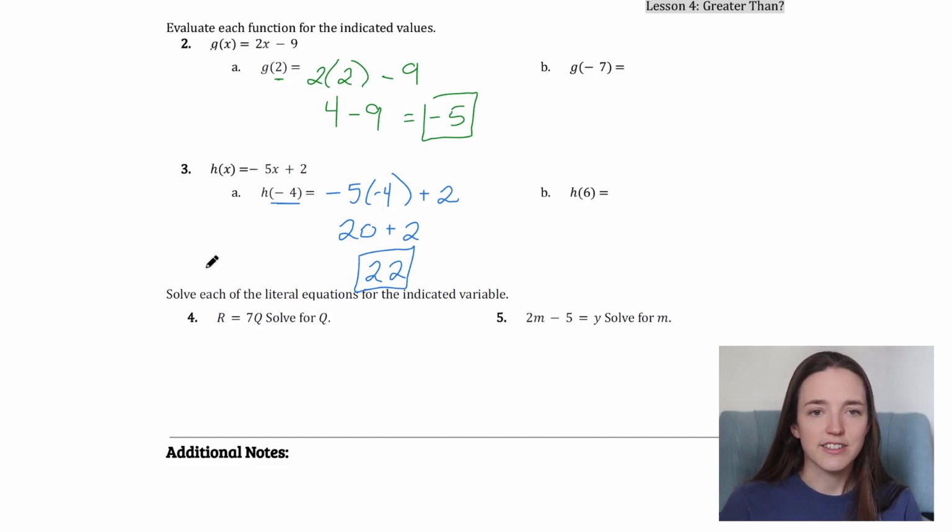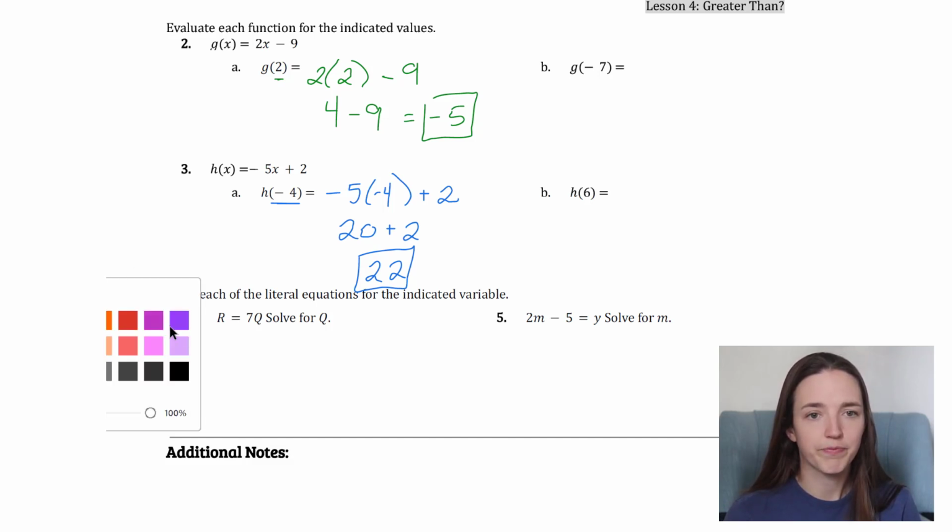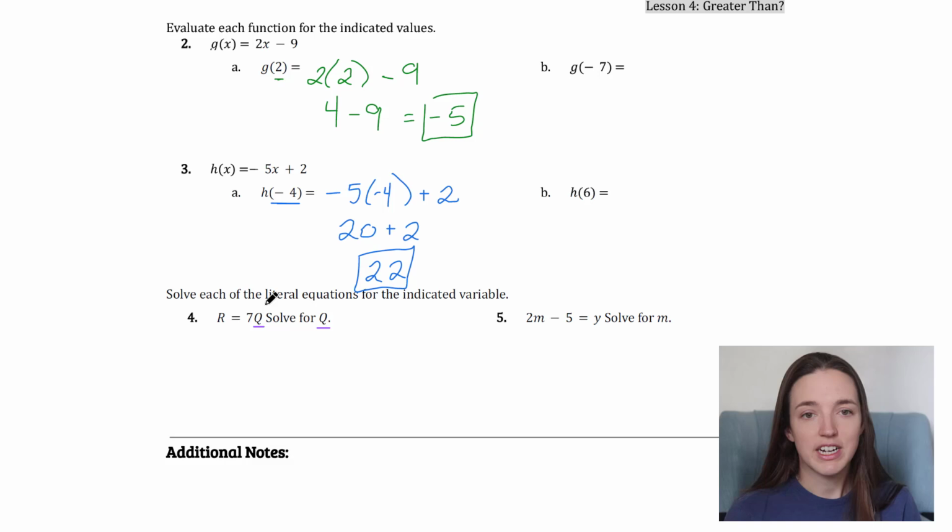Okay, last thing, solve each of the literal equations for the indicated variable. So we're supposed to solve for q. I need to get the q variable by itself. Right now it is being multiplied by 7. The opposite of multiplying by 7 would be dividing by 7. So I'm going to divide both sides by 7. That will get rid of this. 7 over 7 is just 1. So r over 7 equals q, and that's done.